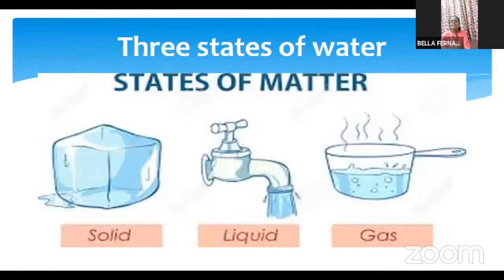Solid, liquid, and gaseous, which I showed you. Ice and snow are in solid form. Liquid, as usual, I told you: milk, and then juice, and coffee, tea, etc. Gas also I showed you.